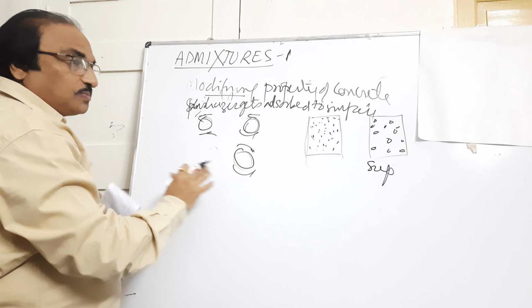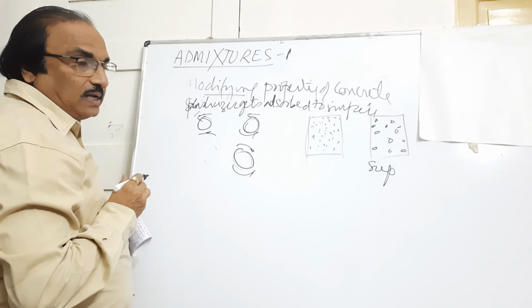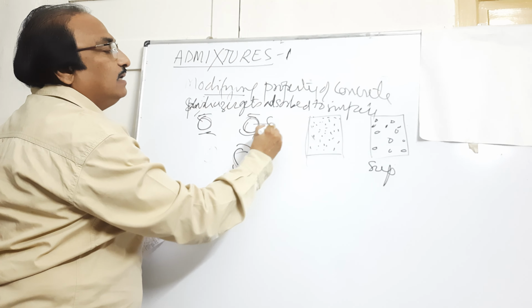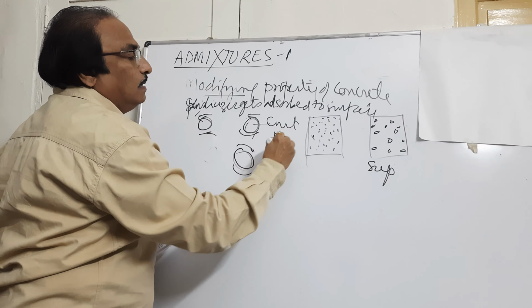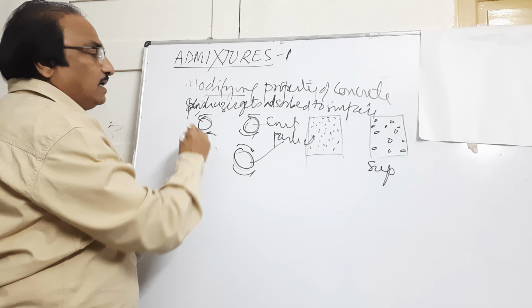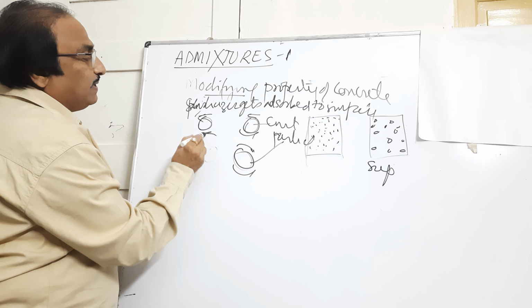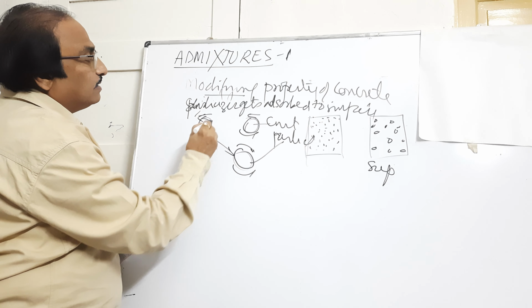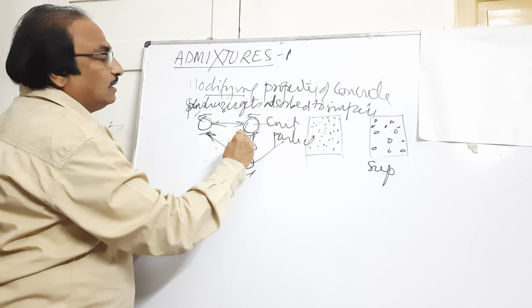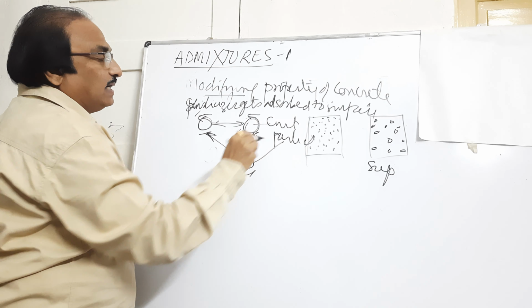Due to this absorption of the superplasticizer to the cement particle, this is a cement particle, this is also a cement particle, all three are cement particles. What will happen is there will be repulsion from one particle to the other particle. So there will be repulsion due to the absorption of the plasticizer to the cement particle, they will be repelling.